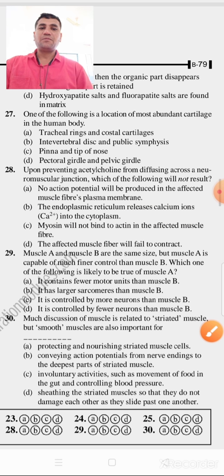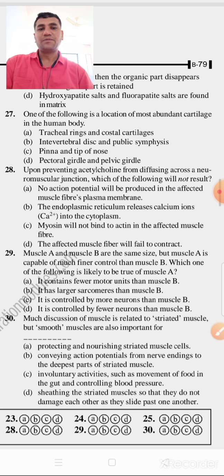Muscle A and muscle B are the same size, but muscle A is capable of much finer control than muscle B. Which one of the following is likely to be true of muscle A? So when you look at this 29th question: it contains fewer motor units than muscle B. It has larger sarcomeres than muscle B. It is controlled by more neurons than muscle B. It is controlled by fewer neurons than muscle B.